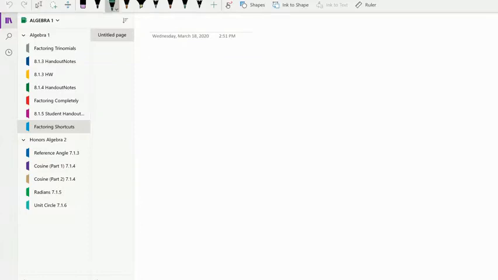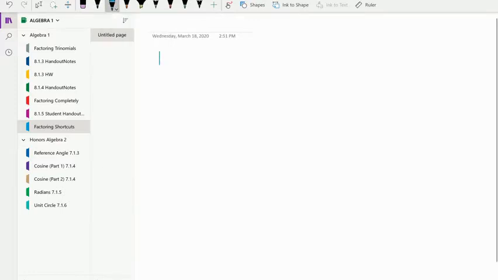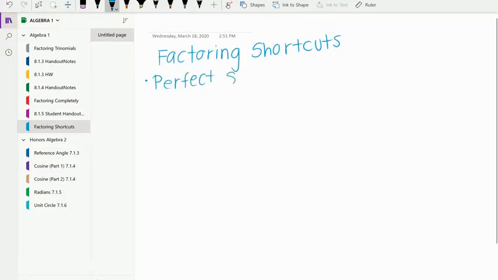This video is going to be about factoring shortcuts. So we're going to go over those special cases that we just talked about: perfect square trinomials and difference of squares. We are going to look at those two cases. First, we'll look at perfect square trinomials. I would recommend taking notes as I write this.